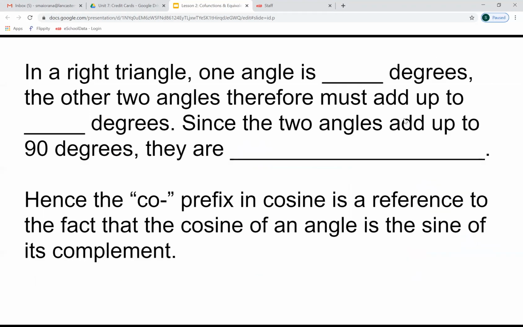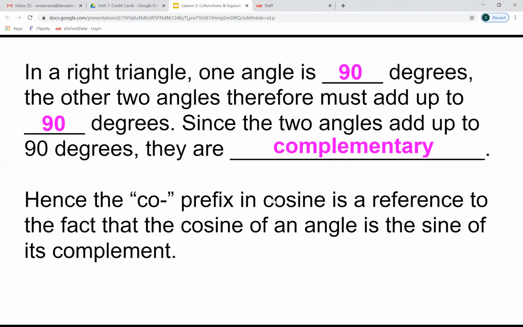So when we have a right triangle, we know that one angle has to be 90 degrees. That's what makes it a right triangle. So we know all triangles, the three angles add up to 180 degrees. So if I take away 90, there's 90 degrees left. That means that your other two angles that we have will always have to add up to 90 degrees. And when two angles add up to 90 degrees, we call that complementary. Okay, so that's what creates our cofunction equivalence.